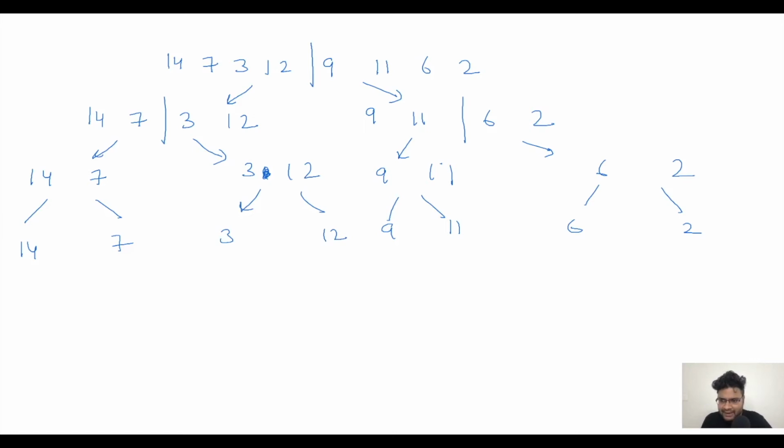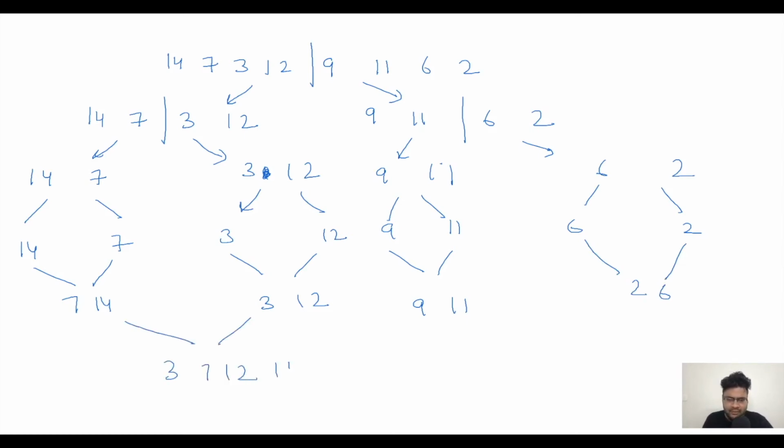So we start combining them. When we combine 7 and 14, 7 will come first and then 14. This is the problem I was just discussing earlier, LeetCode 88, wherein two different sorted arrays are given to us and we need to combine them. 3 and 12: 3 will come first, 12 next. 9 will come first and 11 next. 2 will come first and 6 next. Now for 3, 7, 12, 14 and 2, 6, 9, 11, we finally combine both of them, and it becomes 2, 3, 6, 7, 9, 11, 12 and 14.